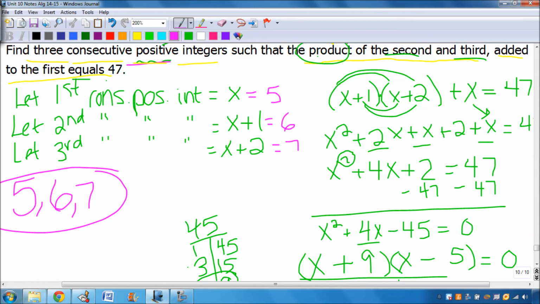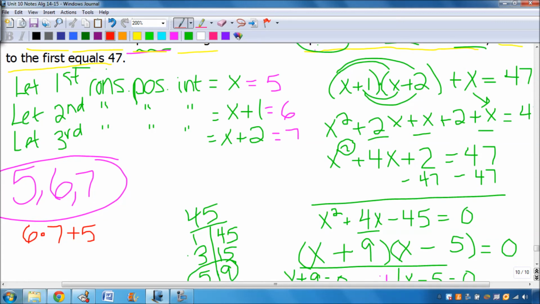All right, now that I've completed question number 2, I want to make sure my answer really makes sense. So it says that the product of the second and the third added to the first equals 47. So I'm going to take the second number, which is 6, and the third number, which is 7, and I'm going to multiply them because it says the product of the two numbers added to the first should be equal to 47. So right here, when you multiply 6 times 7, you get 42. 42 plus 5 gives you 47.